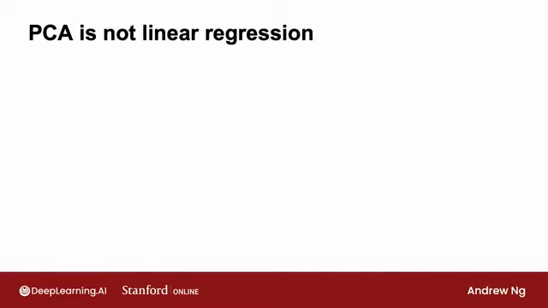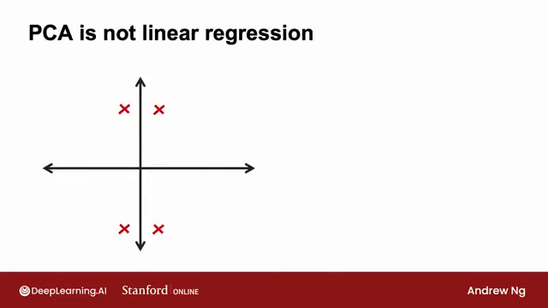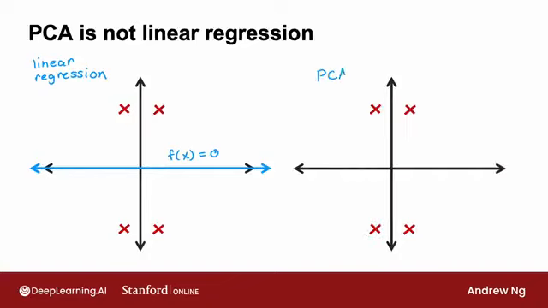To illustrate the difference between linear regression and PCA in another way, if you have a data set that looks like this, linear regression, all it can do is fit a line that looks like that. Whereas if your data set looks like this, PCA will choose this to be the principal component. And so you should use linear regression if you're trying to predict the value of y, and you should use PCA if you're trying to reduce the number of features in your dataset, say to visualize it.